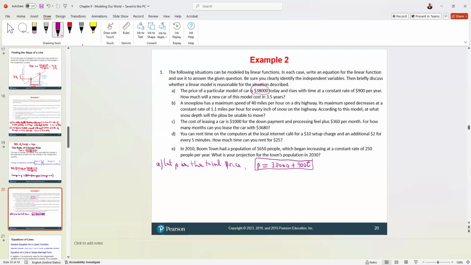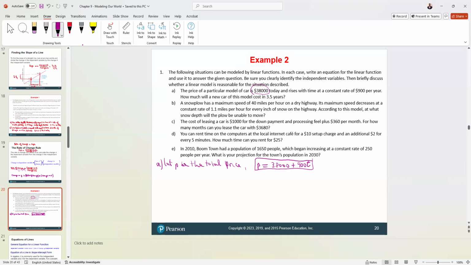If it's only the first year, then you're going to have t equal 1. After two years, t is 2. After 3 years, t is 3, etc. So we answer the first part of the question. It says the following situation can be modeled by a linear function. That's exactly what we do. You don't have t to a power, it's only 1. Write an equation for the following function and use it to answer the question.